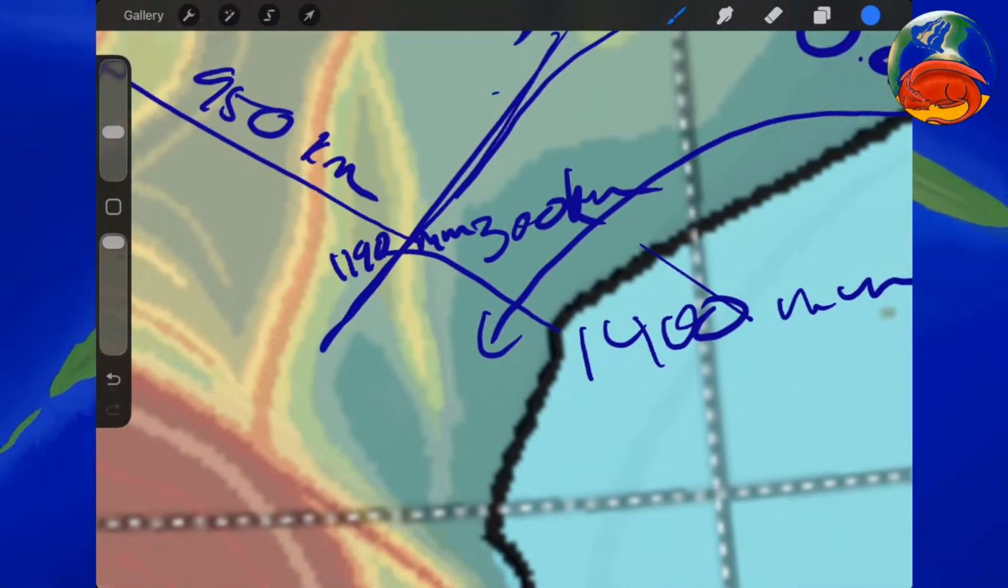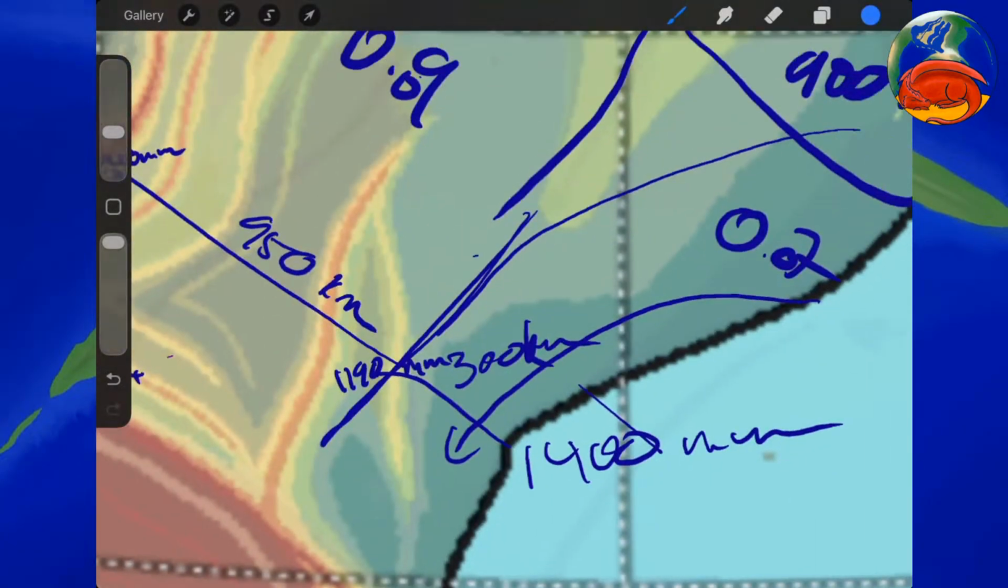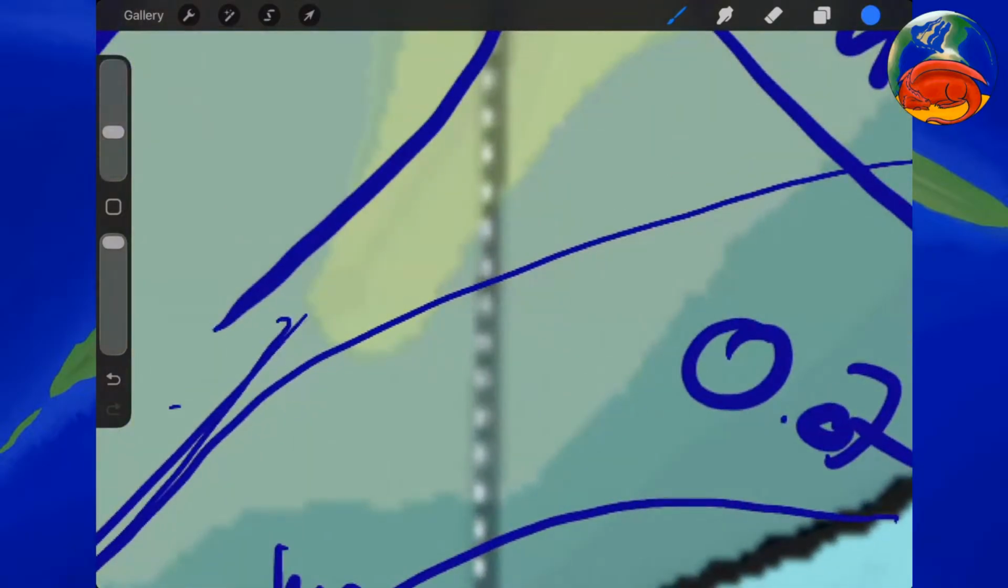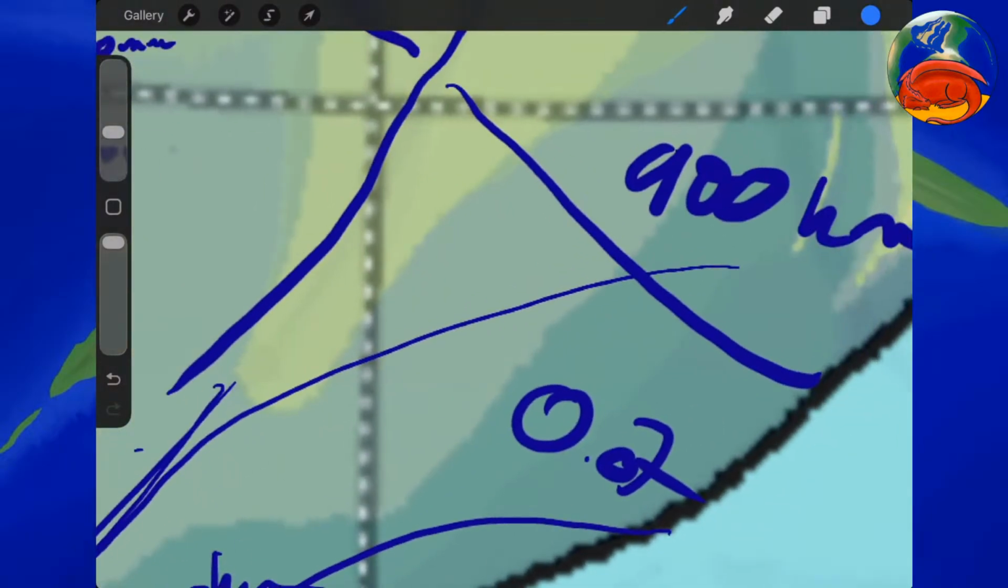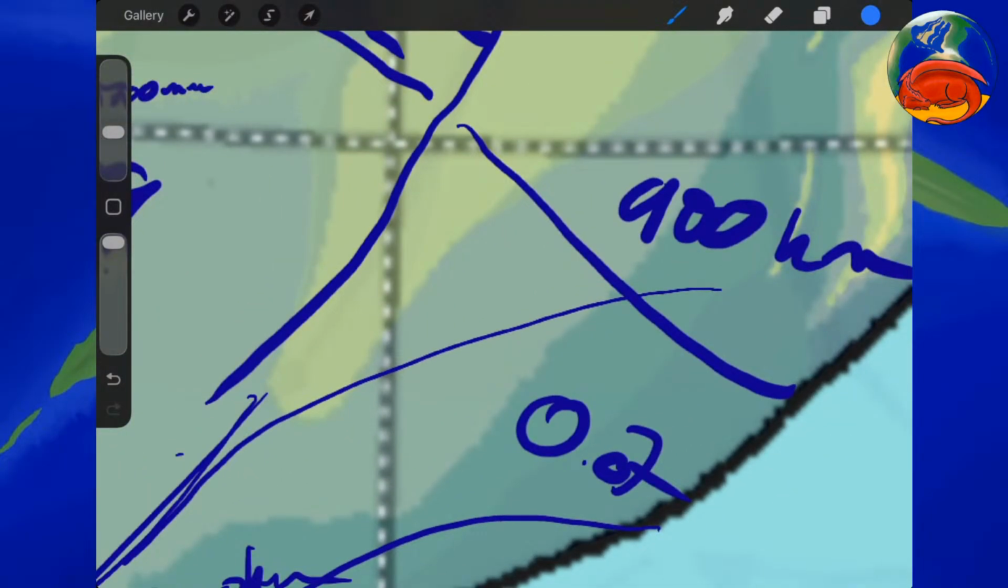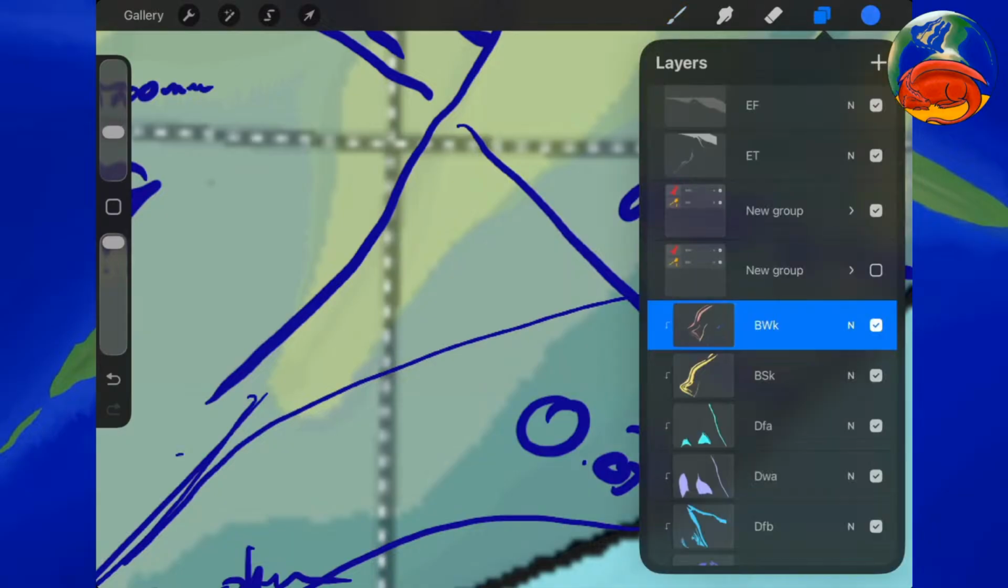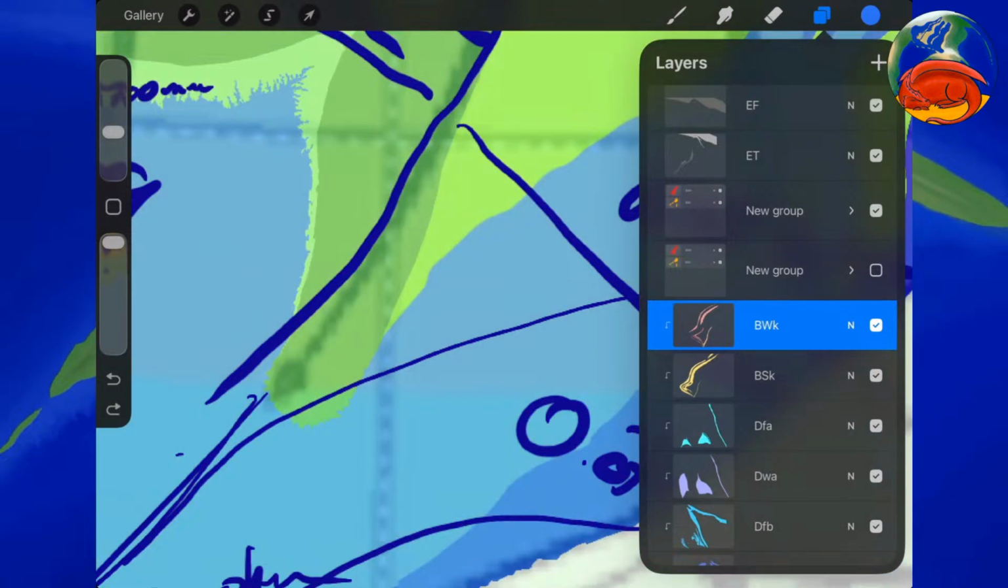Clean that up after. I could do a little bit. Oh God, what am I doing? I don't know why it went to BWK. Okay.